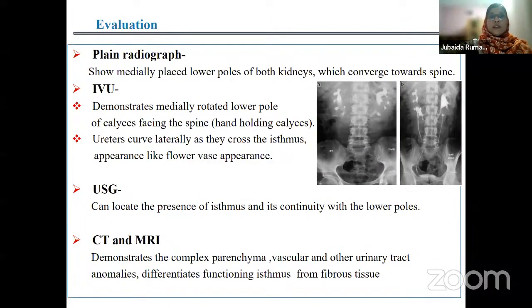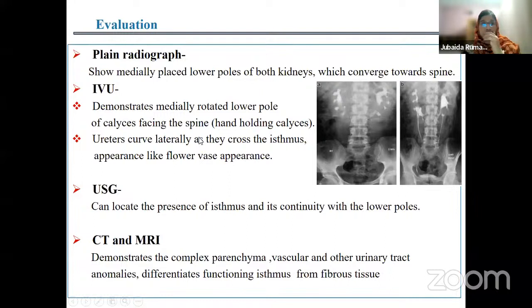So for evaluating the horseshoe-shaped kidney, ultrasonogram is a very important tool, and it can locate the isthmus and its position, and it can give us the maximum information. But in plain radiography, we also see medially placed lower poles of both kidneys, which converge towards the spine.